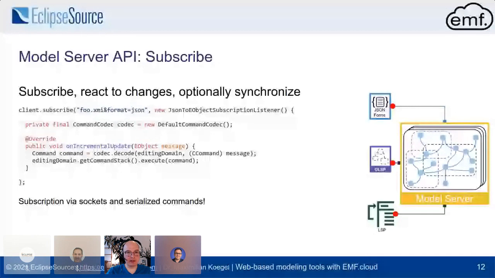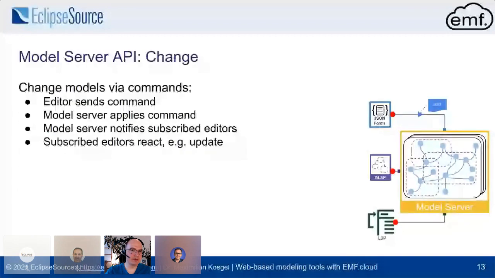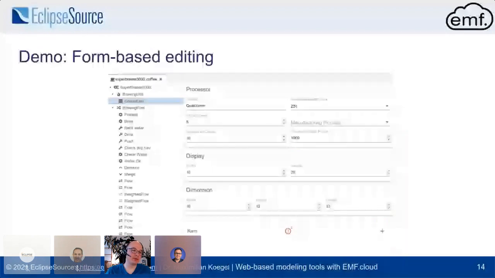And finally, there's also an API to change the model. So the editor can send commands to the model server. The model server then applies those commands, and we can see a typical run of that on the right-hand side. So we have the JSON Forms editor here, which wants to change something and runs a command and sends it to the model server. The model server then applies that command to the model, so that might lead to the creation of a new node. And all subscribed editors also get this command sent so that they can update their states accordingly and also see the new model element.